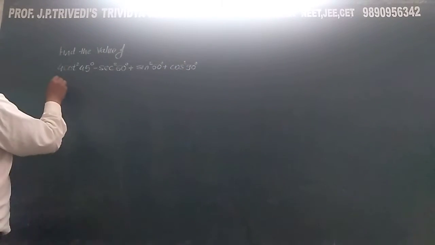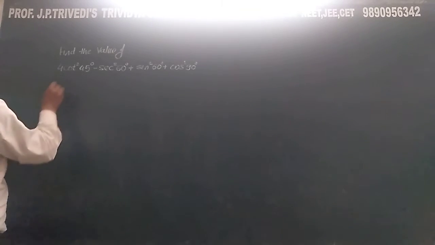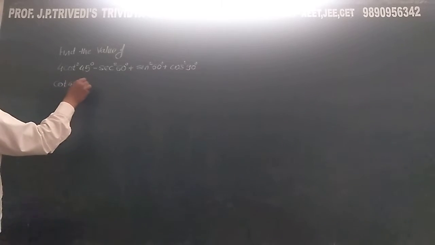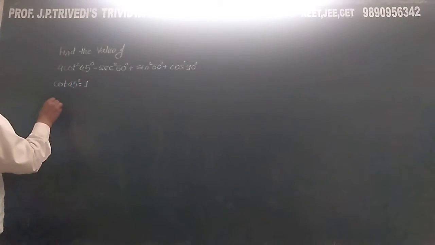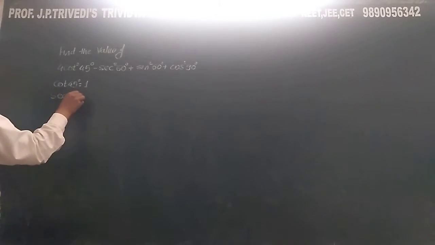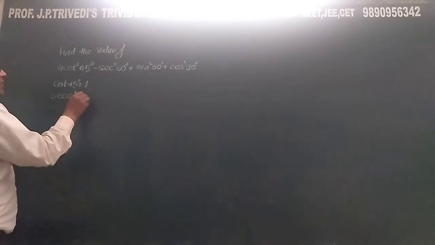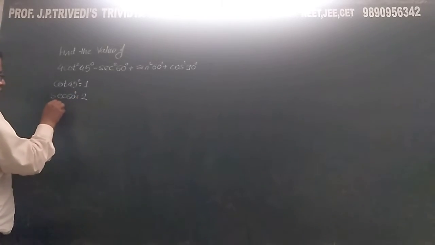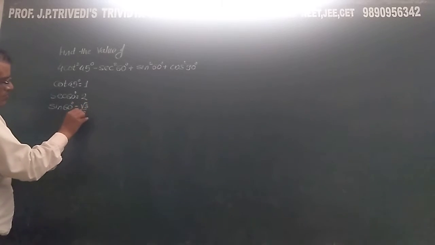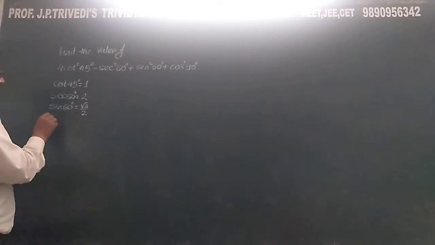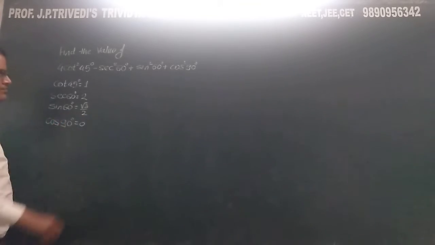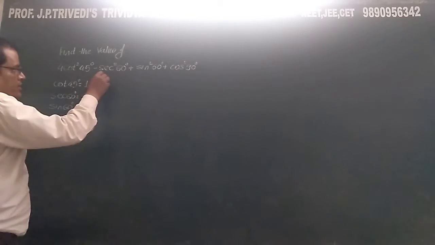So first, we know that cot 45 degree is equal to 1. Now, sec 60 degree is equal to 2. Sin 60 is equal to root 3 upon 2. After that, cos 90 degree is equal to 0. Now substitute these values in this equation.